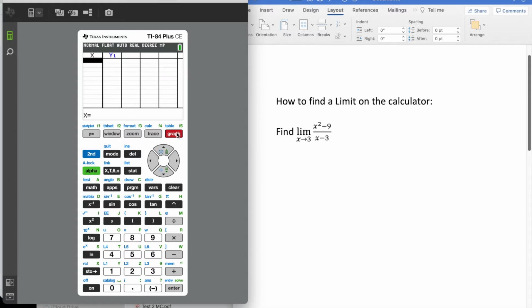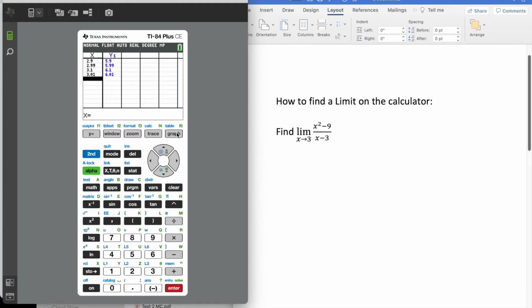I'll start with a number that's a little less, maybe 2.9, and I see I get 5.9. What happens if I get a little closer? It looks like I'm getting closer to being 6. What happens if I try something a little bit bigger? I get something a little bit bigger than 6. What if it's a little closer to 3? I get closer to 6.